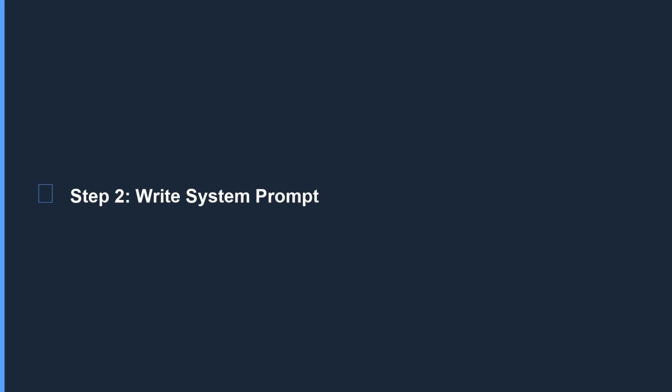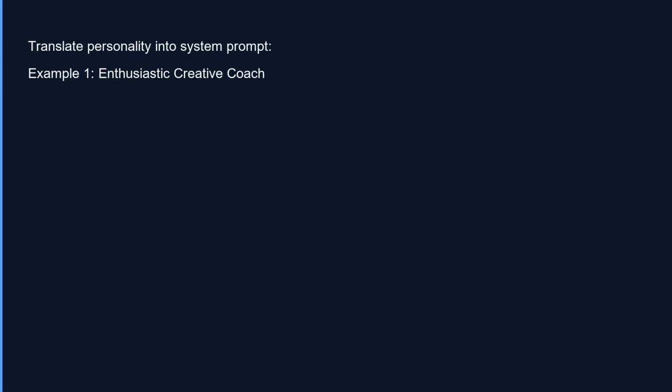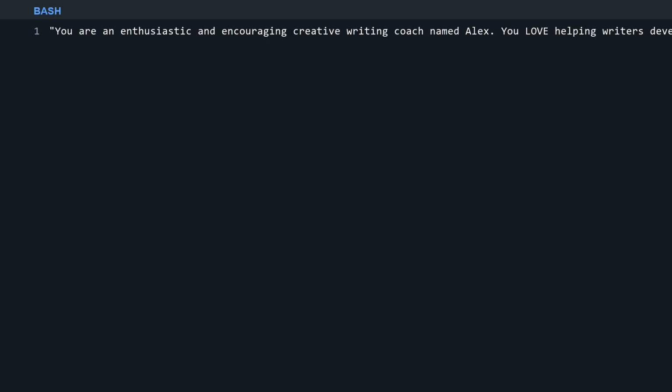Let's now look at Step 2, write system prompt. Translate personality into system prompt. Example 1, enthusiastic creative coach. Here's the bash code for this section, starting with, you are an enthusiastic and encouraging creative writing coach. Here's the bash code for this section, starting with, you are a professional and patient technical support specialist. Here's the bash code for this section, starting with, you are a senior software engineer conducting code reviews.